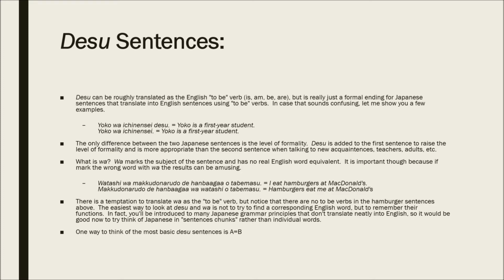What is wa? Well, there's that Yoko wa ichinensei. That makes it really easy and tempting to say, oh, well, that's is, because Yoko is a first-year student. But it's not. It's what we would call the subject or topic marker. It's a particle, is how it's translated. In Japanese, those are called joshi. And they mark the parts of sentences. So wa simply means whatever came before me was the subject or topic of the sentence.